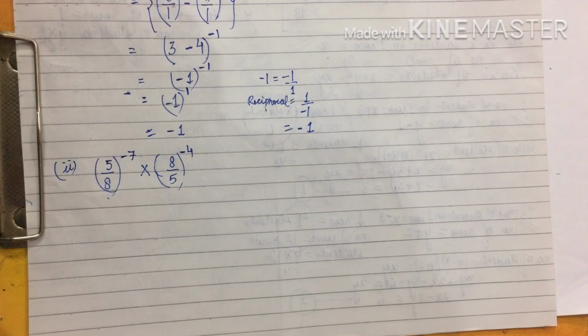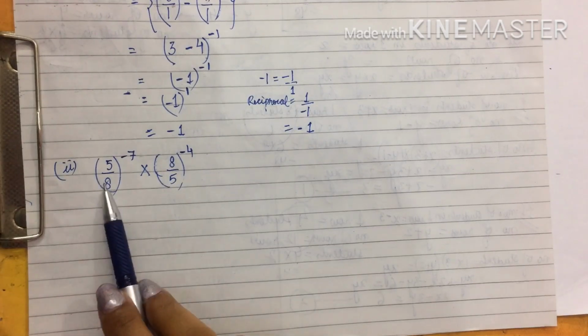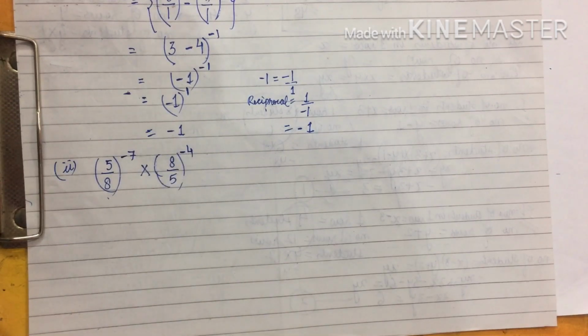But it could happen the opposite way also. The powers could be the same. If the powers are the same in division, we divide the bases. If the powers are the same in multiplication, we multiply the bases. In this part, nothing matches. Neither the base matches nor the exponents match.